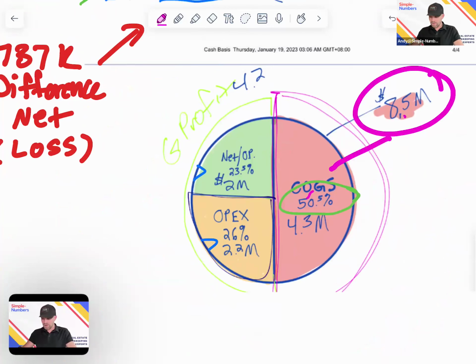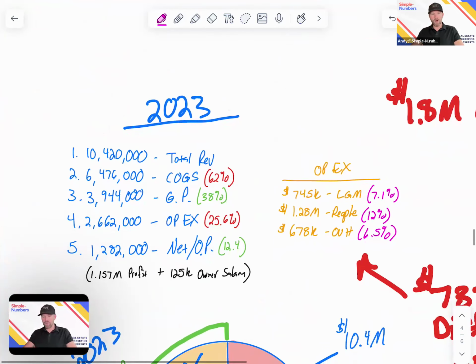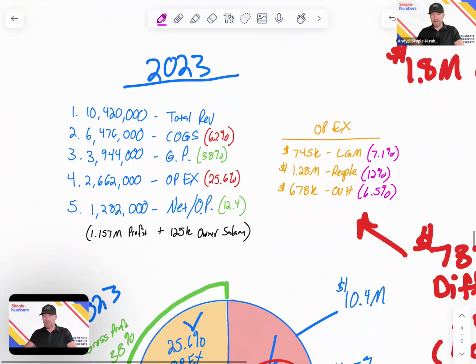8.5 million, 50% went in cost of goods sold. They spent under 30 and they were left with 23.5% net profit and owner pay. Healthy model. Super awesome. And that's on $8.5 million of top line revenue. Okay. That was 2022. Then watch what happened. They said, you know what? We should grow. And grow they did.